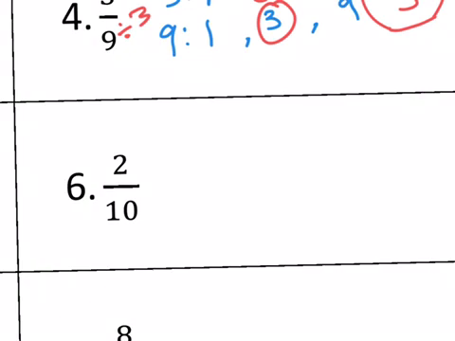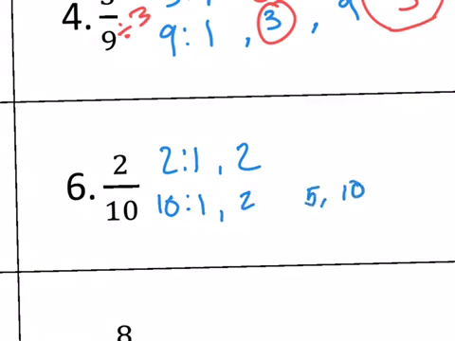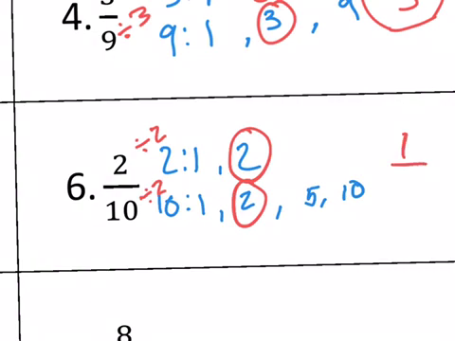So 2 we said was a prime number. We have 1 and 2. 10, we have 1 and 10, and 2 and 5. So we can see 2 is the largest number that they both share. And 2 divided by 2 is 1, and 10 divided by 2 is 5.